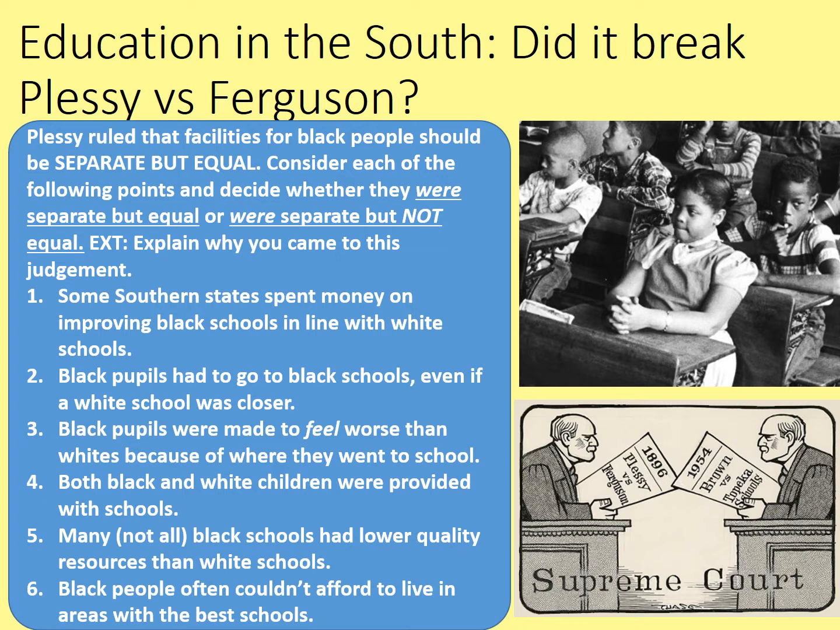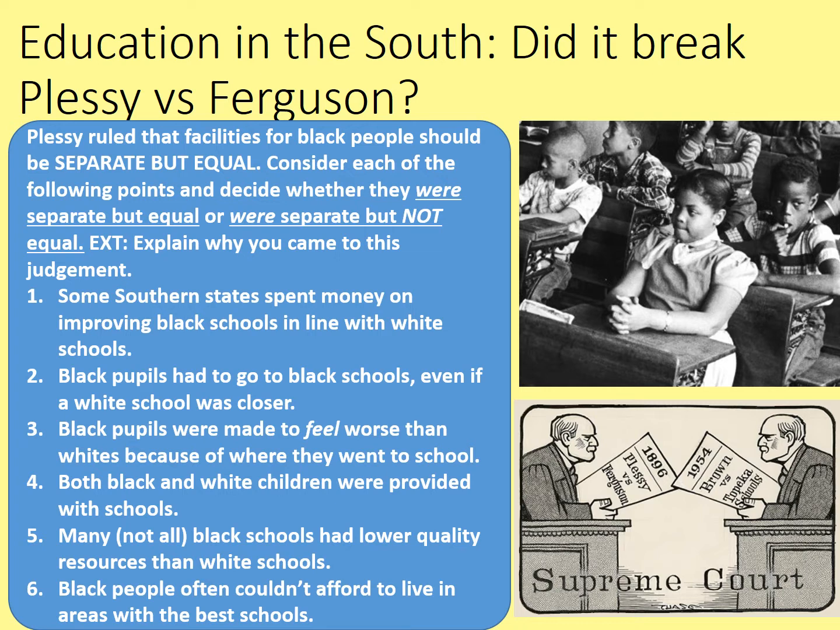However, black pupils having to go to black schools even where white schools were closer was not equal. Black pupils were often made to feel worse as well because of the school that they went to. That's definitely not equal either. Though both black and white children were provided with schools, again, this was pointed to as an example of separate but equal treatment.